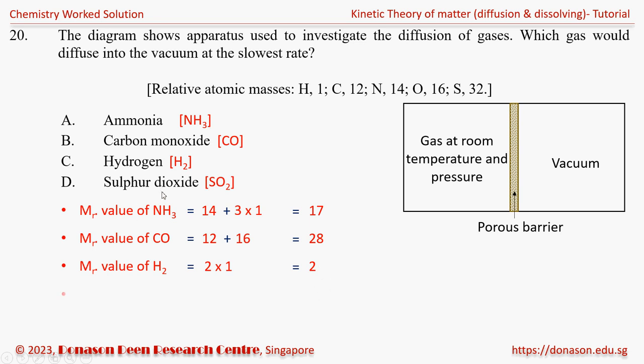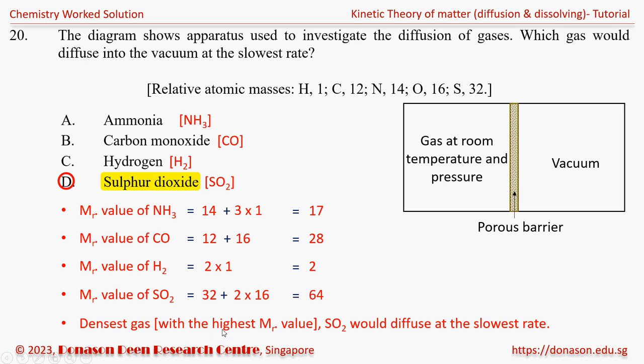How about sulfur dioxide? The relative atomic mass of sulfur is 32, and there are 2 oxygens, each with a relative atomic mass of 16. So twice of 16 is another 32, and 32 and 32 becomes 64. When we look at all these 4 gases, we can see that sulfur dioxide has the highest Mr value, or relative molecular mass, and hence this is going to be the clumsiest molecule, and it is going to diffuse at the slowest rate into the vacuum.